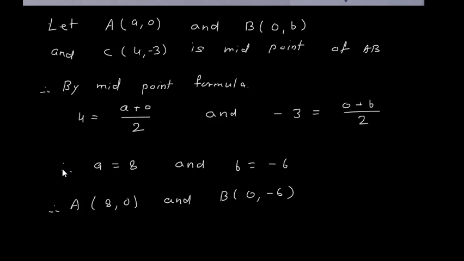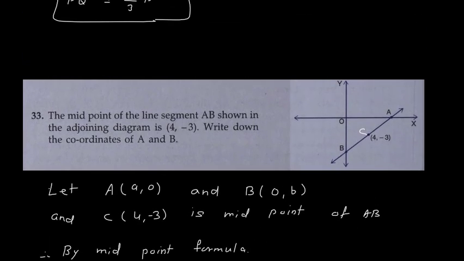Now the next question is, find the coordinate of the centroid of the triangle whose vertices are A, B and C. Find the coordinate of the centroid of the triangle. So centroid formula we know. I will say that simply by centroid formula.